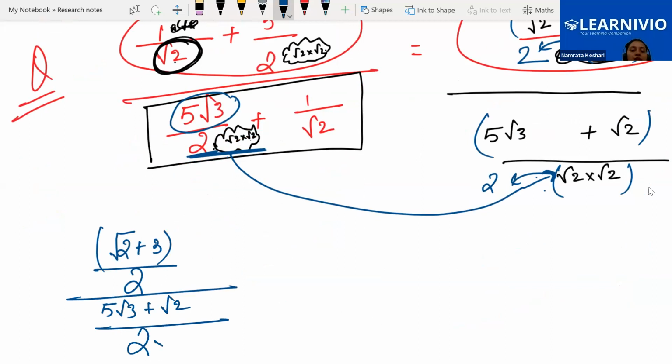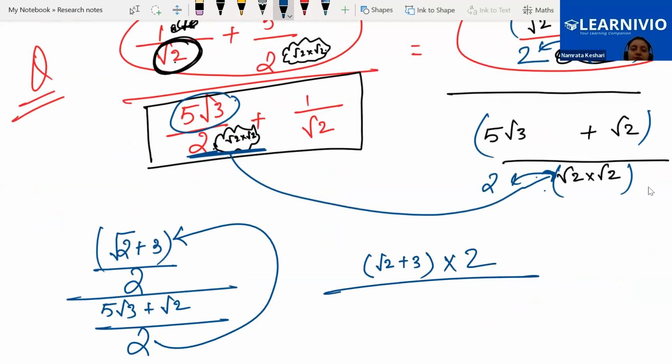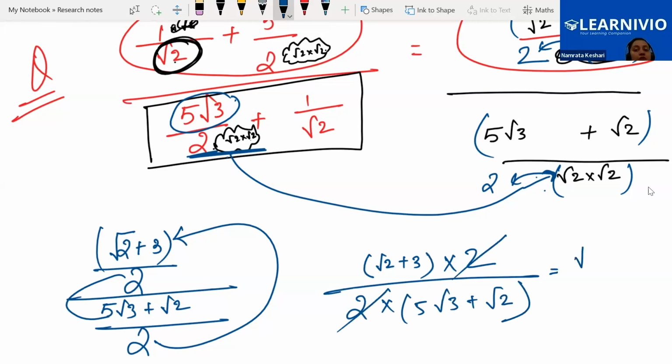Now outer will multiply together and will sit in the numerator's part. And inner will multiply together and will sit in the denominator's part. We will not multiply, we will check if any cancellation is possible, and here it is possible. So our answer is root 2 plus 3 by 5 root 3 plus root 2. Right, Sunil? Yeah. Any confusion?